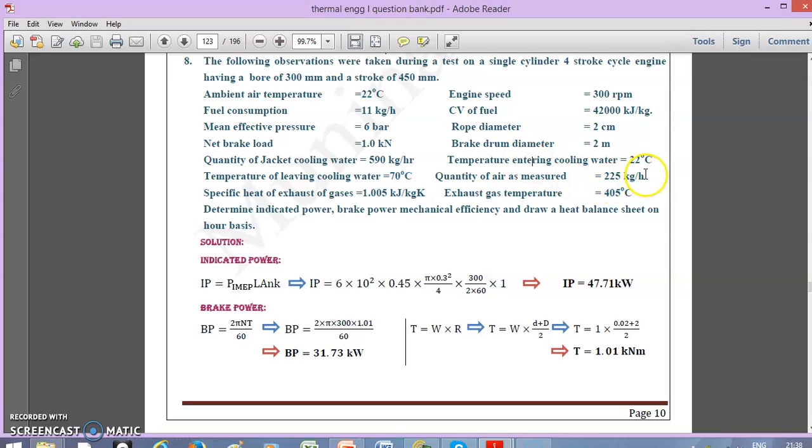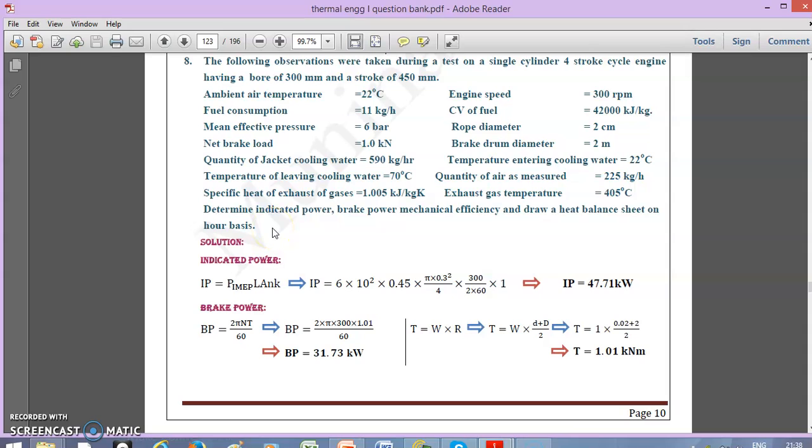Quantity of air measured, so this is the mass of air supplied, 225 kg per hour. Specific heat of exhaust gas, Cp of exhaust gas, is 1.005 kilojoule per kg Kelvin. Exhaust gas temperature Tg is 405 degrees Celsius. Determine indicated power, brake power, mechanical efficiency and draw the heat balance sheet.